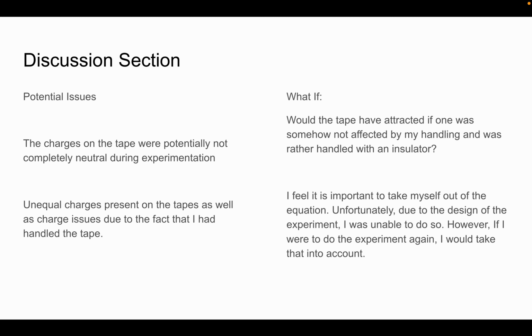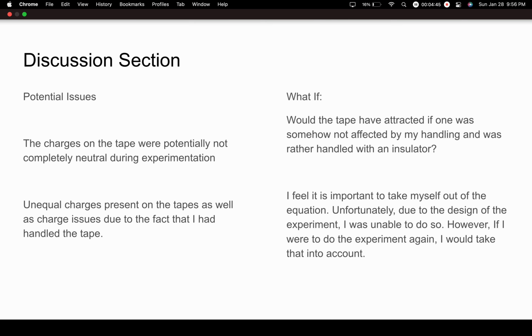The discussion section: the charges were not as completely neutral during experimentation as possible, and there were unequal charges present on the tapes, as well as charge issues due to the fact that I handled the tape. The what-if section here: would the tape have been attracted if one was somehow not affected by my handling and was rather handled with an insulator? And then another, I feel it is important to take myself out of the equation. Unfortunately, due to the design of the experiment, I was unable to do so. However, if I were to do the experiment again, I would take that into account.